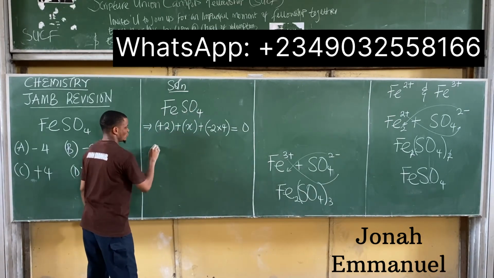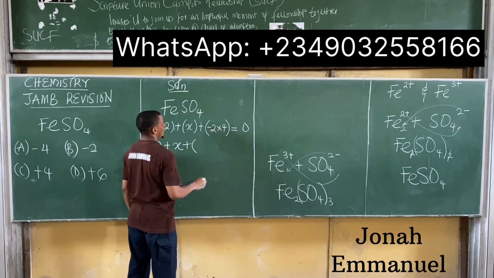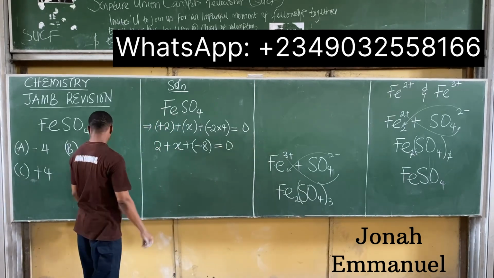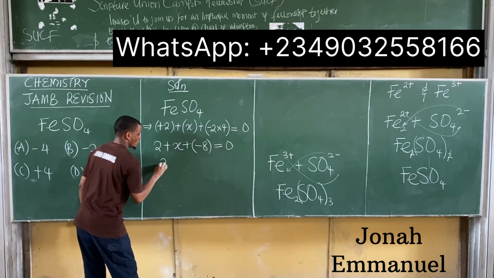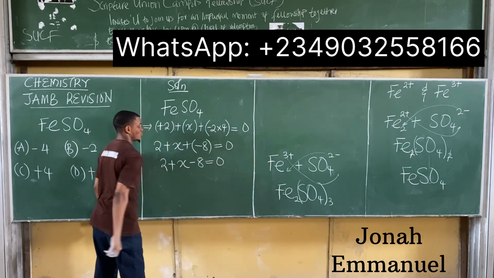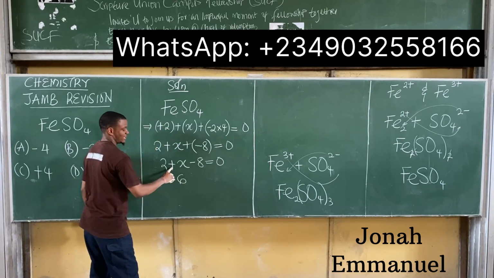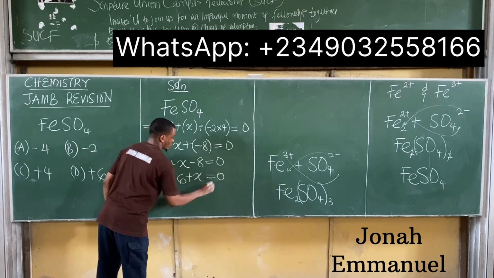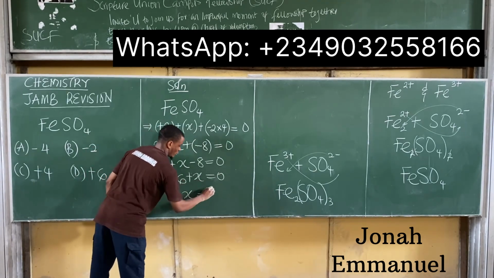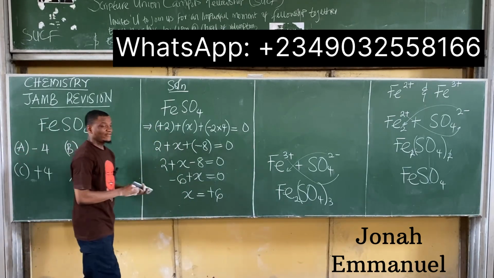What condition do you have here? This gives you 2 plus X plus minus 2 times 4 is minus 8 is equal to 0. Okay? So what's the next thing here? Take the numbers together. 2 minus 8 is minus 6. Then this one here, plus X equal to 0. Move this over here. So X is equal to minus 6 comes and becomes plus 6. So the answer here is plus 6. That's your answer.